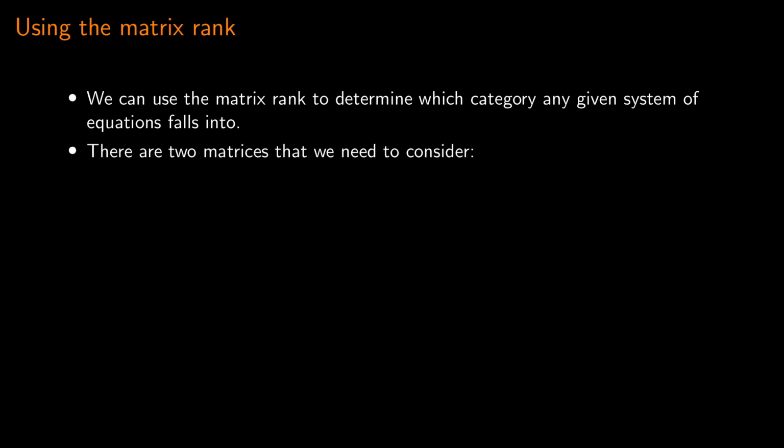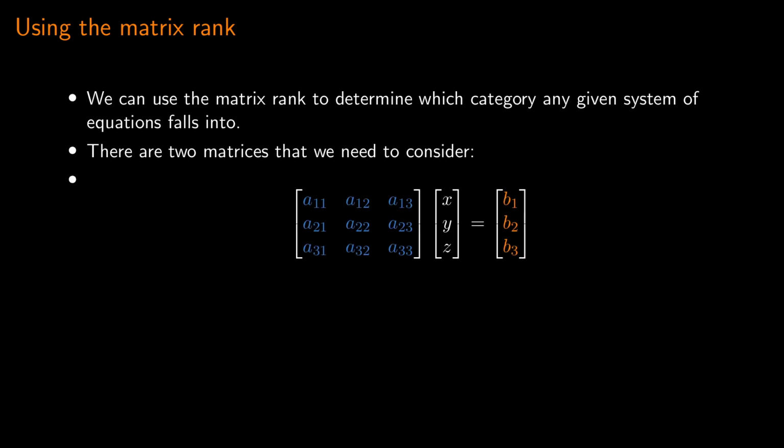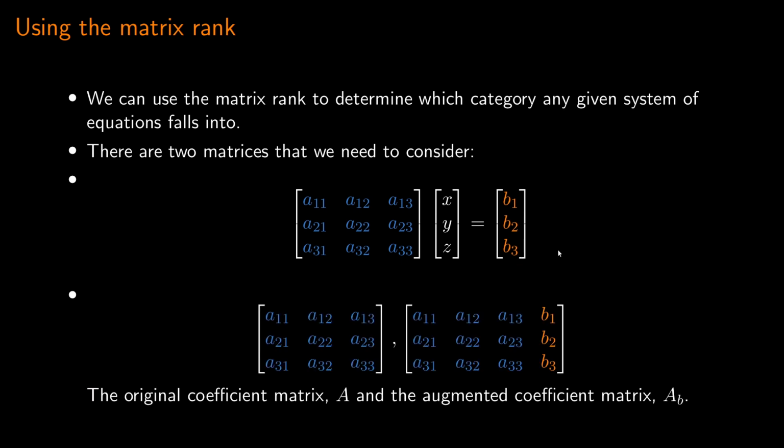Okay, so there are two matrices that we need to consider for this, not just one. If we go back to thinking about our system of equations, which we represent like this, we have the coefficient matrix A11 through to A33, x, y, z are variables, and then we also have B1, B2, and B3 over here. We actually have two matrices now that we want to consider. The first is the original coefficient matrix A, just A11 through to A33, and then the second is the augmented coefficient matrix, which we're going to call AB, which has the terms A11 through to A33 and also the terms B1, B2 and B3 augmented there. So we have one 3x3 matrix and one 3x4 matrix. For reasons that I think will become clear in a moment, it's important to consider both of those.